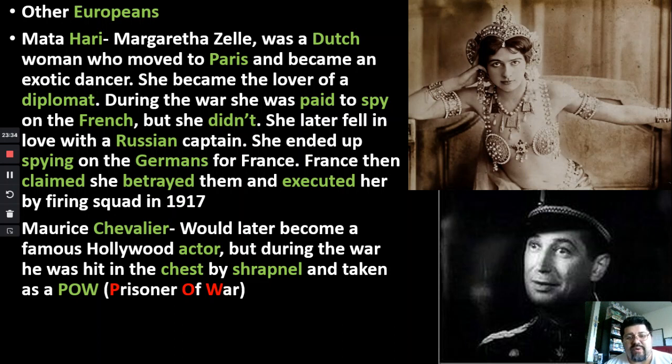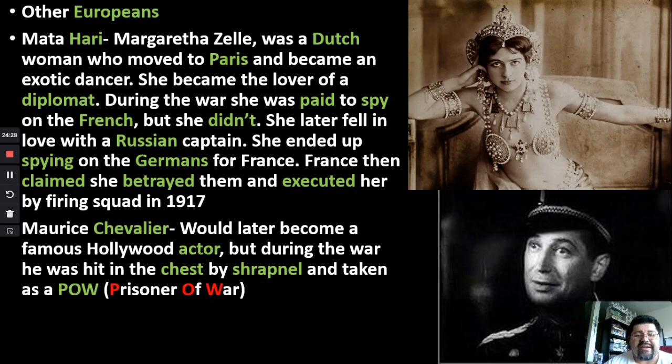Now, the thing is, after the war ended, or was going to end, France basically said, you know what? She betrayed us. And they executed her by firing squad in 1917. Now, some people think, oh my God, that's so horrible. How could you do that? If you read the book The Art of War, in there Sun Tzu says, if you have a double agent, you need to kill them because they could spy on you for the other side. And because she did take money from the Germans, the French saw her as a double agent, so they executed her.